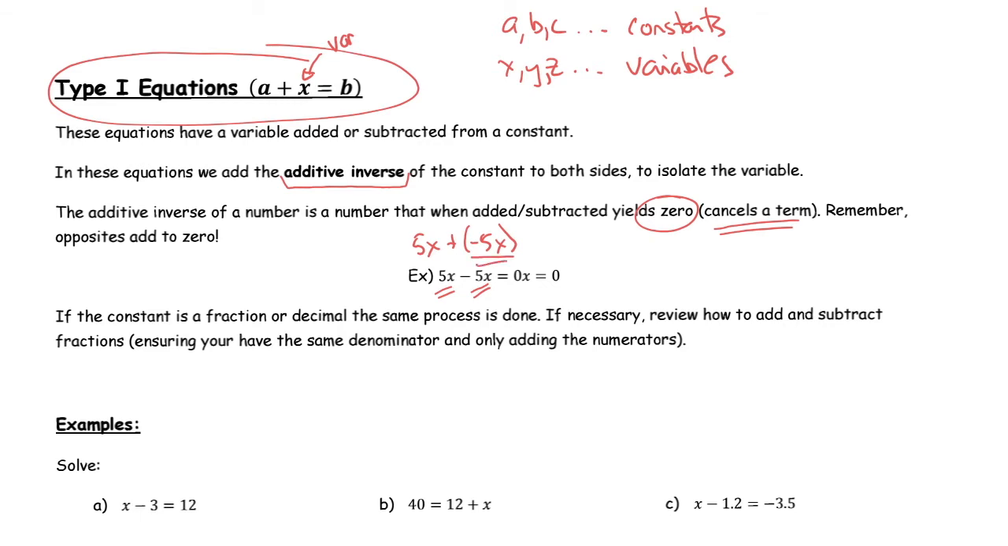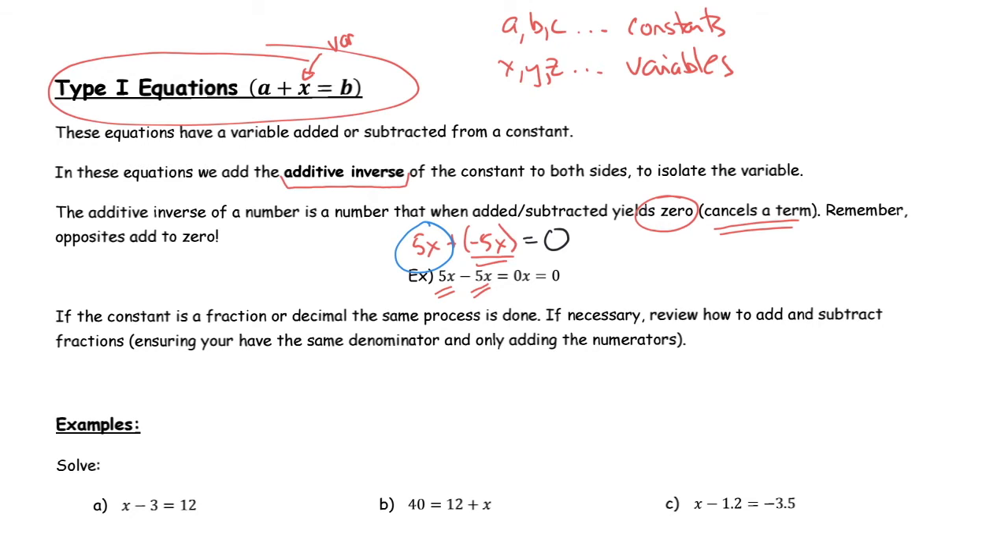The negative 5x is the additive inverse of positive 5x. How do I know that? Because when I put them together, I get 0 as a result. So that's what we're trying to do here. We're using this idea of the additive inverse to remove terms.